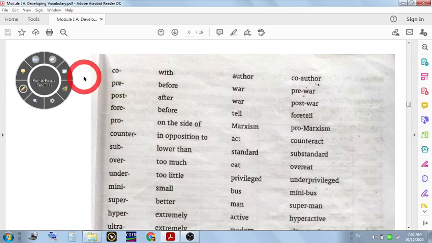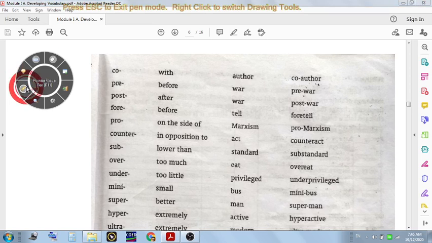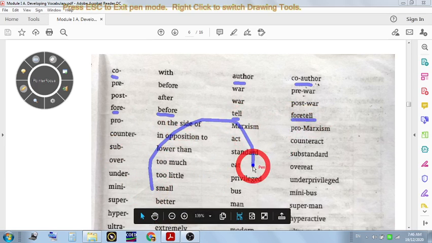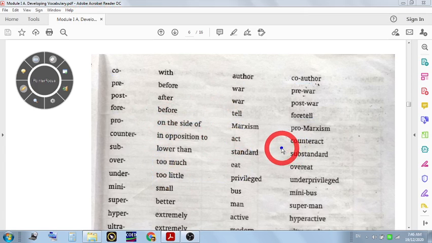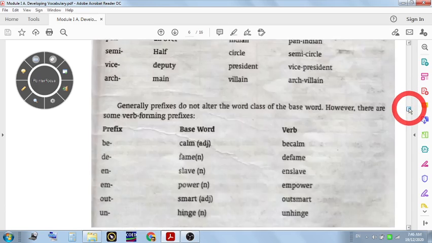So here is the list of some other prefixes. Co, see author, co-author. Say for example, fore: it means before. If you attach it to the base word tell, it becomes foretell. So these are all some of the prefixes, the base words and the new words. You can go through it and understand what they mean.